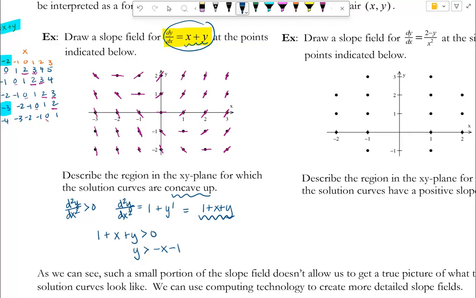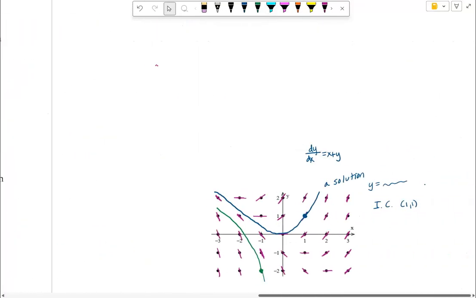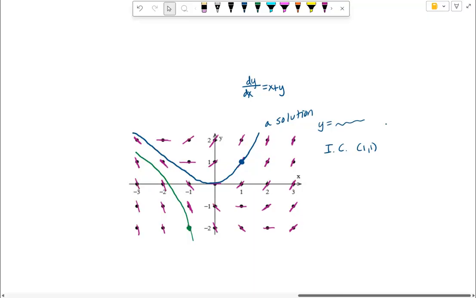So going back to our slope field, if we notice that this line that I drew with a highlighter is negative x minus 1, like if I were to actually draw that line through there, if I look at everything above that, all the solution curves above that would be concave up, and all the solution curves below that would be concave down. And again, sometimes it's helpful to visualize that when we actually draw in the solution curves.